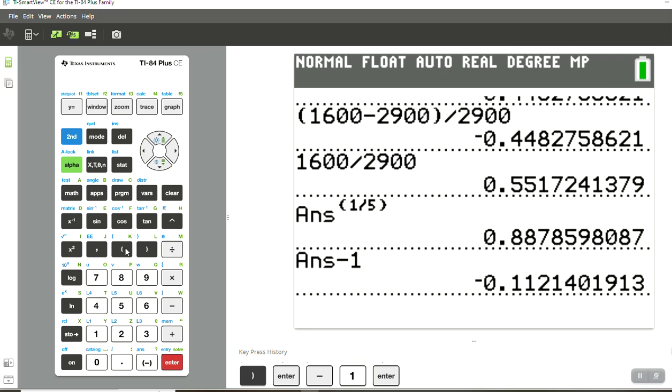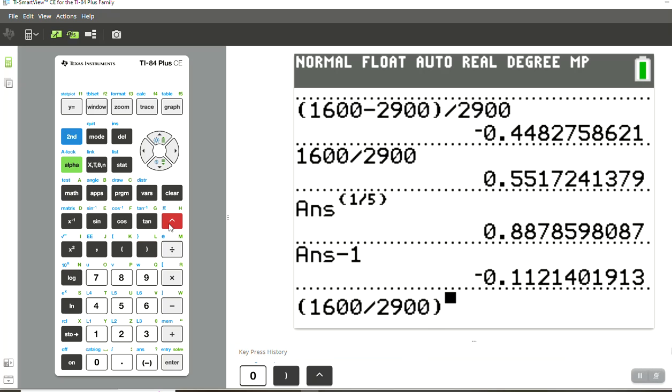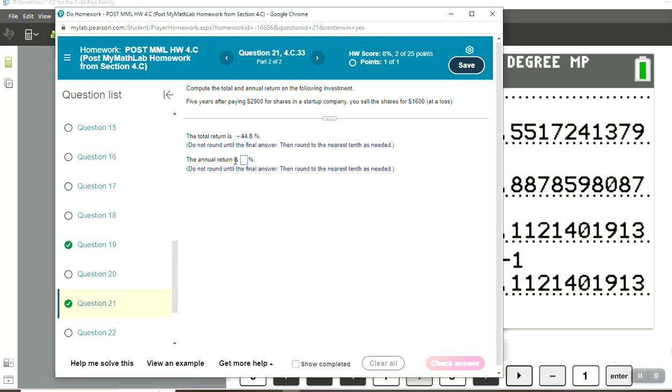You can do all this in one calculation as was modeled before, dividing 1,600 by 2,900 and raising that all to the 1/5 power. And then, after getting out of exponent land, subtracting 1 will yield the same negative 11.2% in decimal form. So the annual rate of return is negative 11.2%.